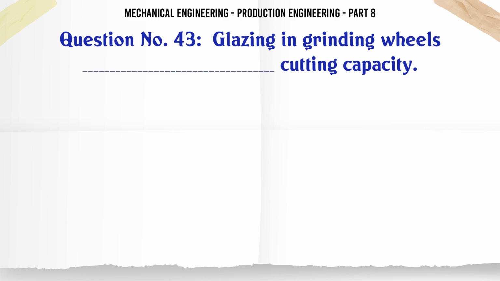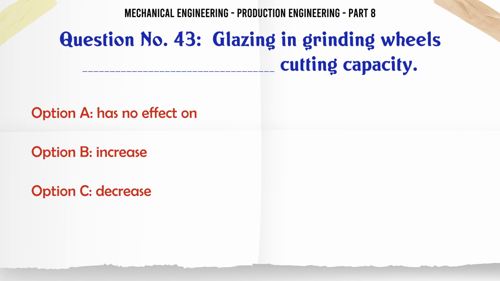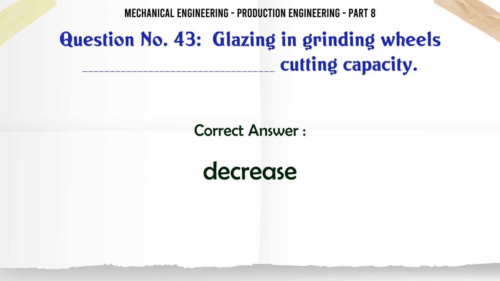Glazing in grinding wheels cutting capacity. A. Has no effect on. B. Increase. C. Decrease. D. The correct answer is decrease.